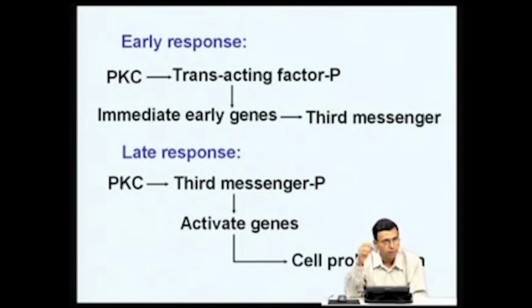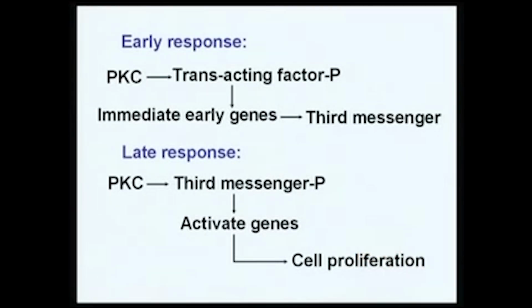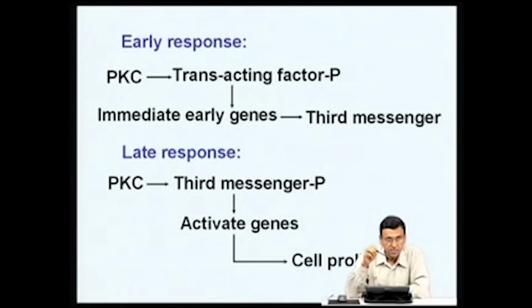The moment protein kinase C is activated by diacylglycerol and calcium, it phosphorylates specific transcription factors, which turns on the expression of a set of genes known as immediate early genes. These immediate early genes are so named because their expression is induced within minutes after the growth promoting stimulus. Within 15 or 20 minutes after you add a stimulus known to be involved in cell proliferation, this set of genes is activated. These immediate gene products are often referred to as the third messengers.